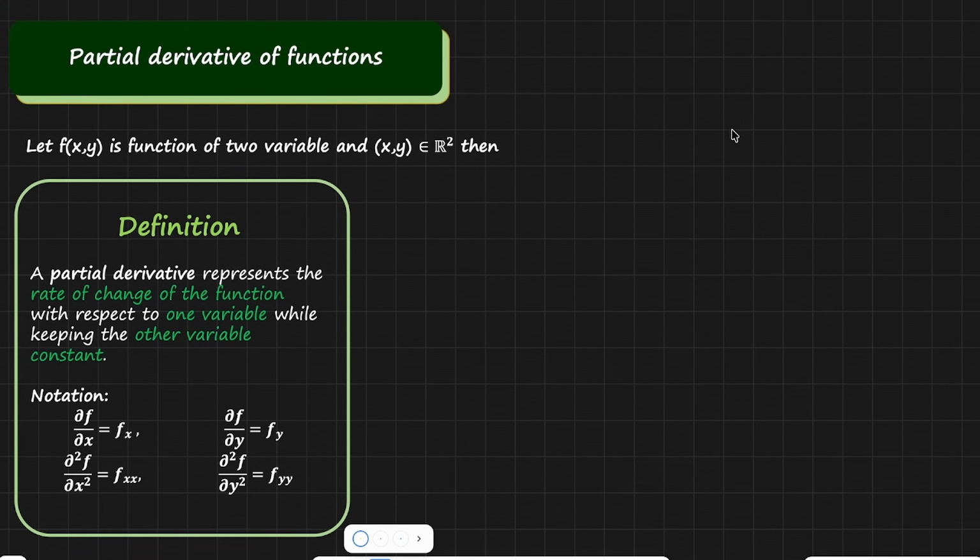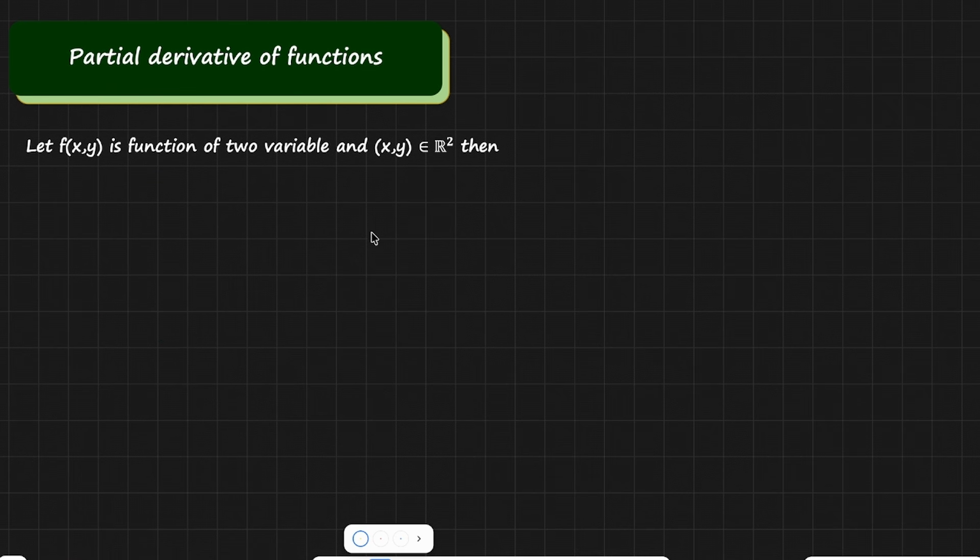For a function of one variable, if we have, let's say, y is equal to f of x, then we were finding dy by dx. This is the differentiation with respect to one variable.